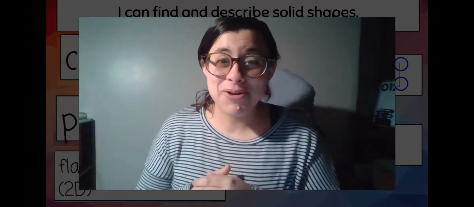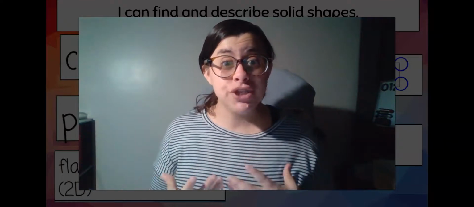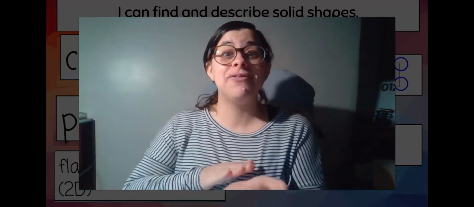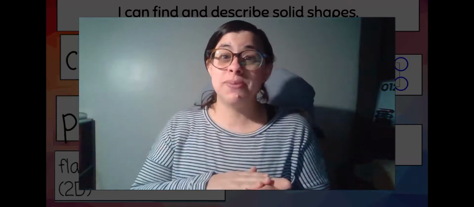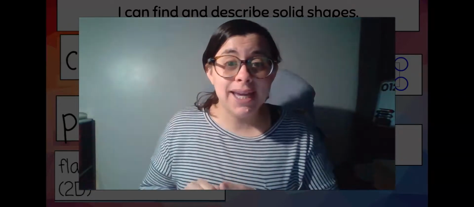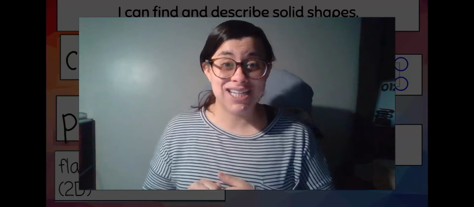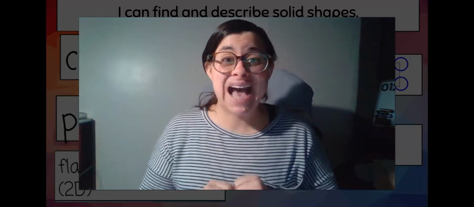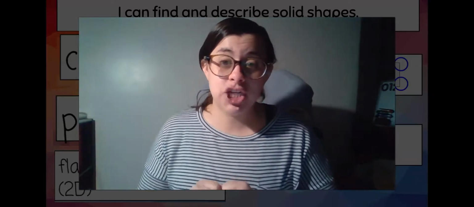Kindergarten, and welcome to another math lesson. Last week, we started a brand new module all about shapes, and we learned about flat shapes. We learned about a circle, a triangle, a square, and a rectangle. And this week, we are going to learn about solid shapes, 3D shapes.